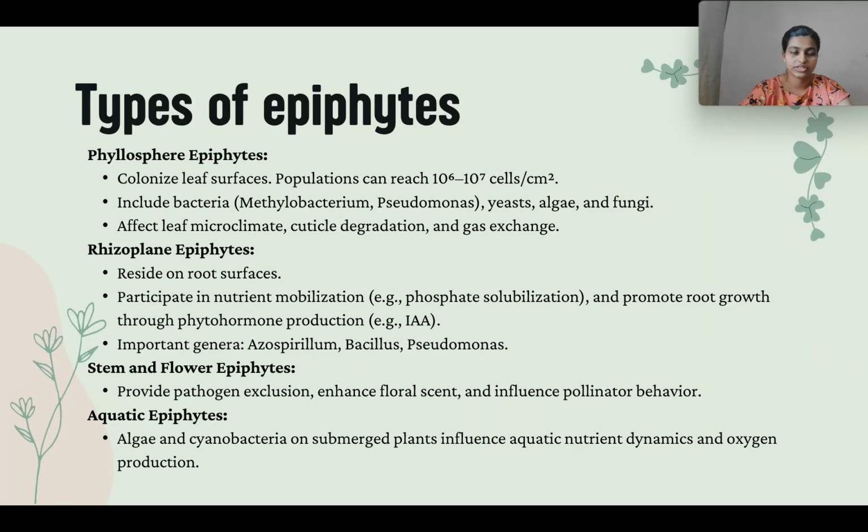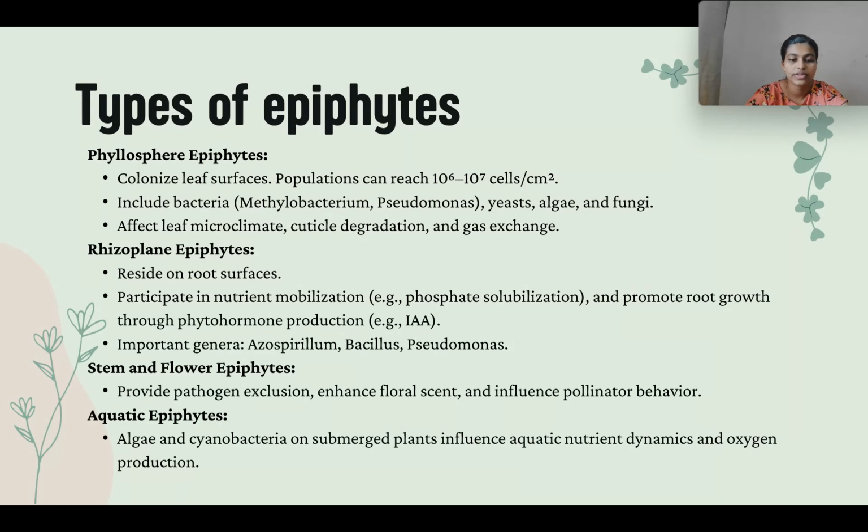Next is types of epiphytes. Epiphytes can be categorized based on the plant part they colonize and their ecological roles. Phyllosphere epiphytes inhabit the leaf surface, and the bacterial population can be 10^6 to 10^7 cells per square centimeter. These communities can include bacteria, mainly Methylobacterium and Pseudomonas, yeast, algae, and fungi. They can influence the leaf microclimate, degrade the cuticle waxes, and affect gas exchange.